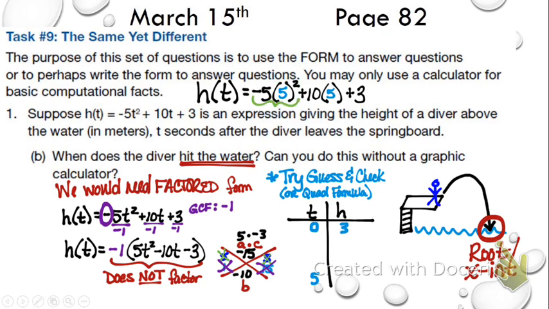So then I take 25 and do what with it? Multiply it by negative 5. What is 25 times negative 5? Negative 125, plus 50 plus 3. What are we getting as our output here? Negative 72. What does that mean?